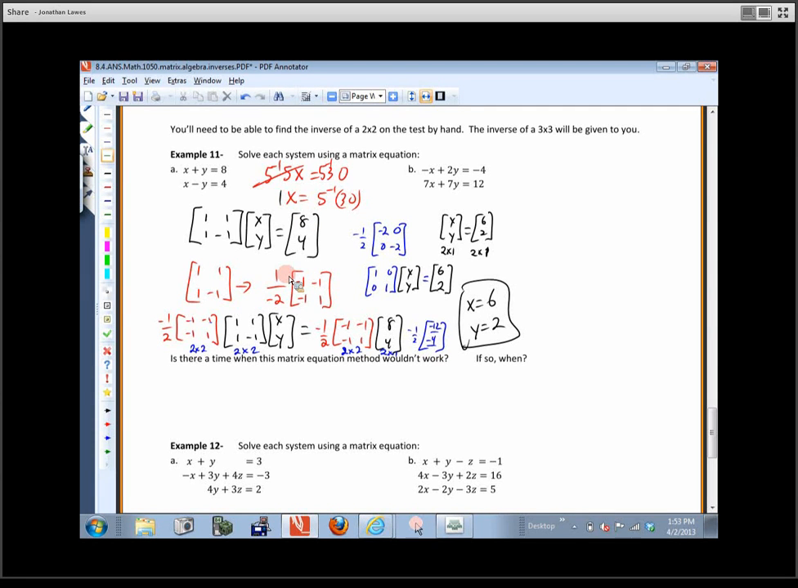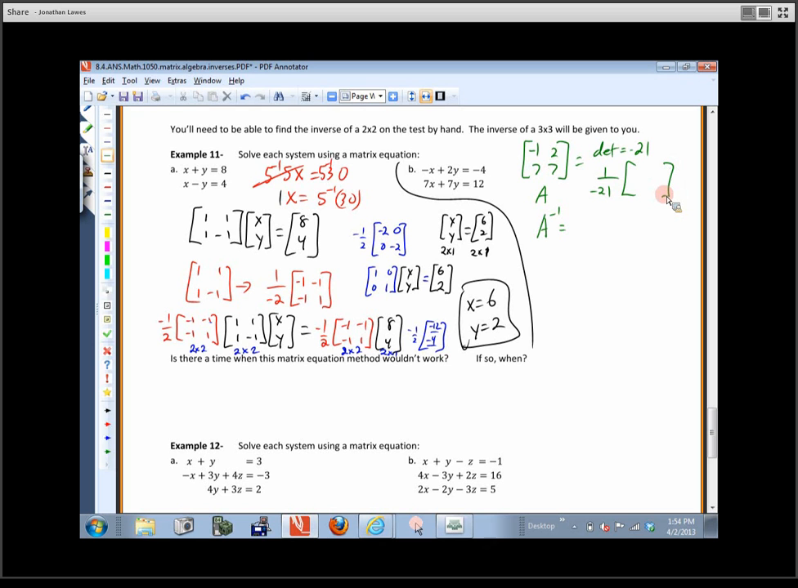Okay? So on this problem right here, let me draw this line right here. Let's figure out what the coefficient matrix is. Coefficient matrix is -1, 2, 7, and 7. So I'm going to call that the matrix A. Let's find out what A inverse is. So I've got to figure out what the determinant is. -7 minus 14. So the determinant is -21. So I'm going to have 1 over -21.